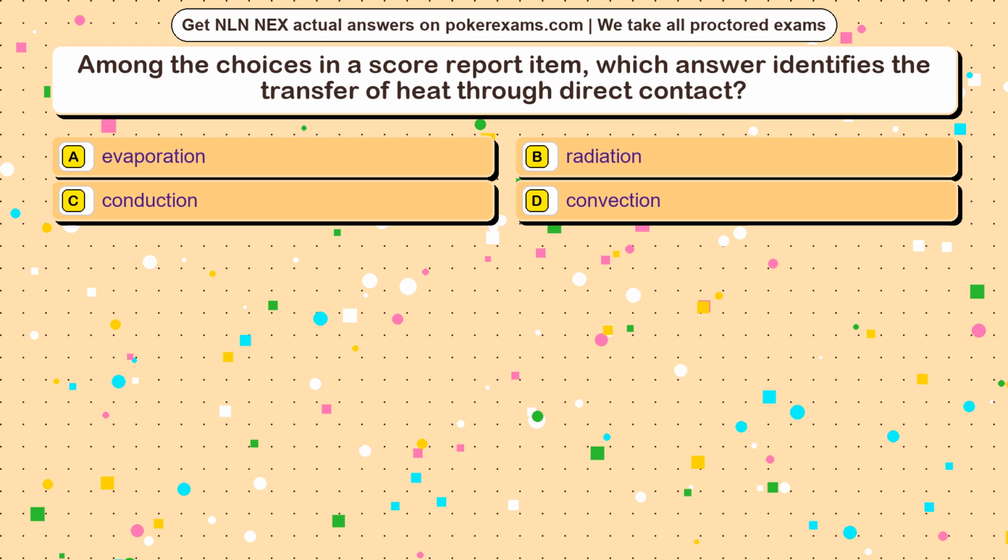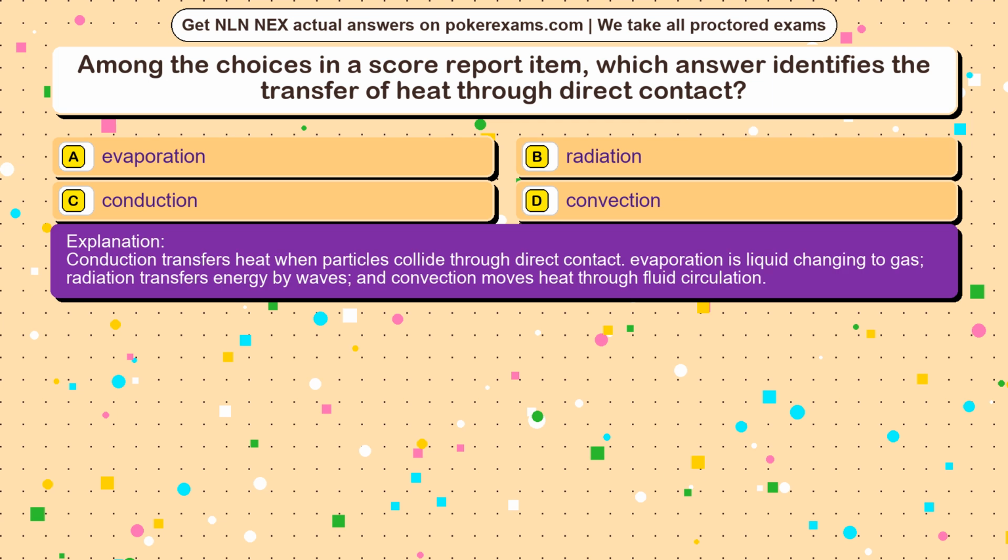The correct answer is option C. Conduction transfers heat when particles collide through direct contact. Evaporation is liquid changing to gas, radiation transfers energy by waves, and convection moves heat through fluid circulation.